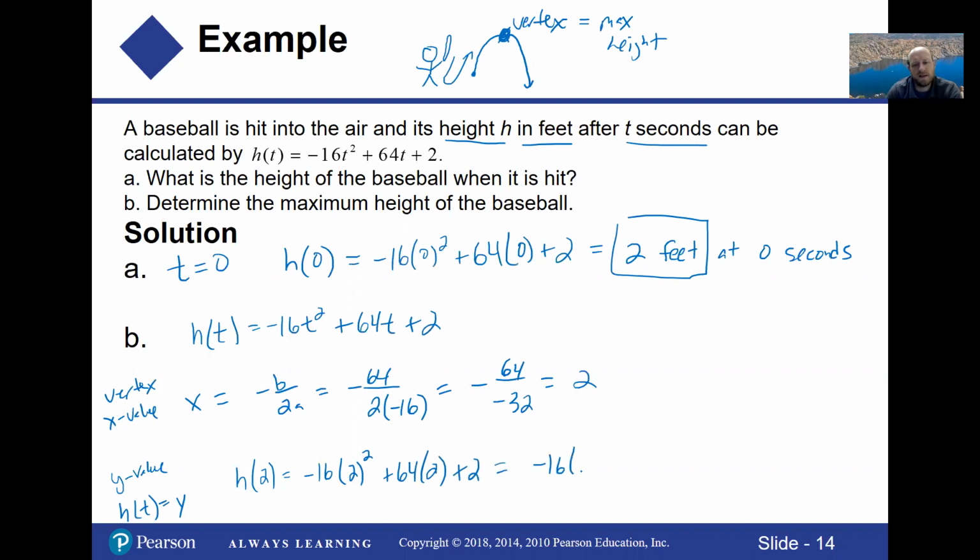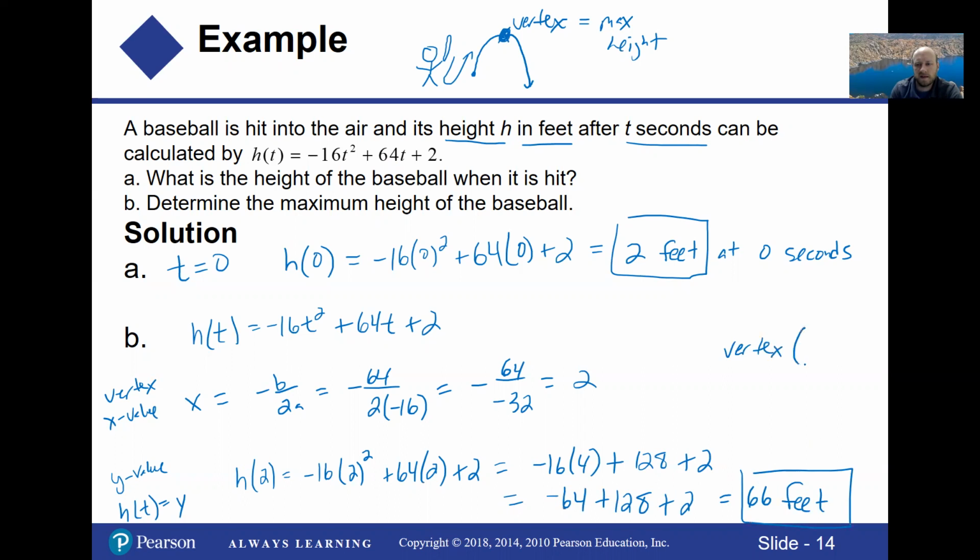So I have negative 16 times 2 squared, which is 4. 64 times 2 is 128, plus 2. So I have negative 64 plus 128 plus 2. That is going to give me 66. It's h of t, the height in feet after t seconds, 66 feet. So again, our vertex is at (2, 66). This was a coincidence that these were the same thing, so that's not always the case. But our maximum height here is 66 feet.